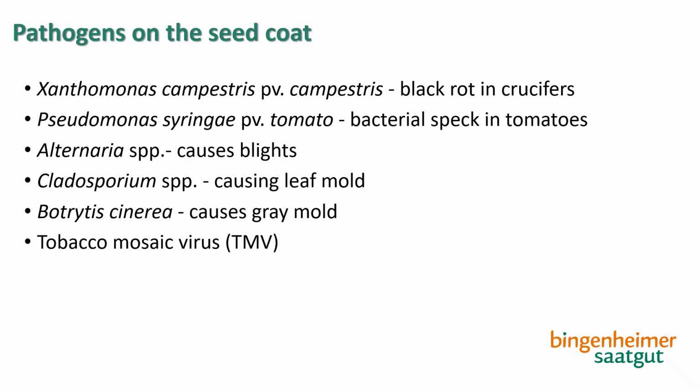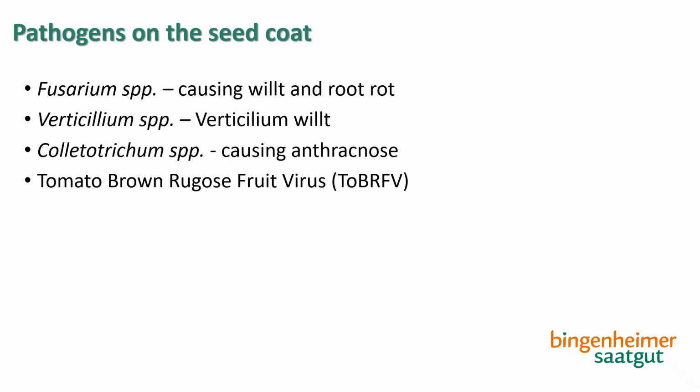Here I have listed some examples of the pathogens that can be located on the seed coat. On the seed coat, we often find bacteria such as Xanthomonas campestris pv. campestris. This is black rot in the crucifers. And for example, Pseudomonas syringae pv. tomato. This is the bacteria causing bacterial speck in tomatoes. Fungal pathogens like Alternaria, Cladosporium, and Botrytis are also common, as well as tobacco mosaic virus.